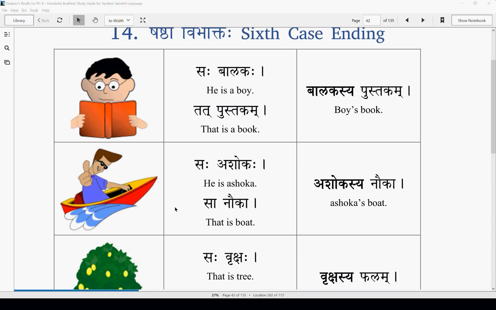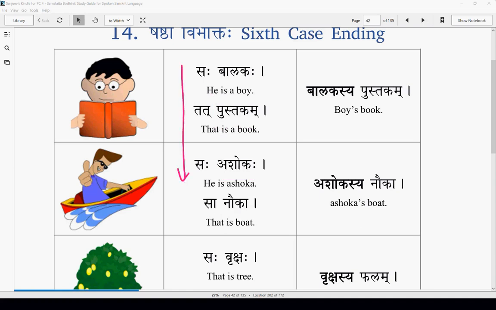So why is it sa? Why is it not saha? Because it's feminine, strilingam. The word Nauka is strilingam, that is why we add sa here. Sa nauka, not saha nauka or tat nauka. Similarly, ashokaha is pullingam, so we say saha ashokaha. And pustakam is napunsakalingam, so we say tat pustakam, not sa pustakam.